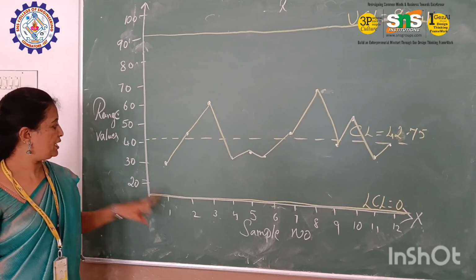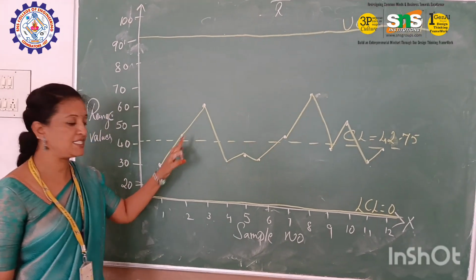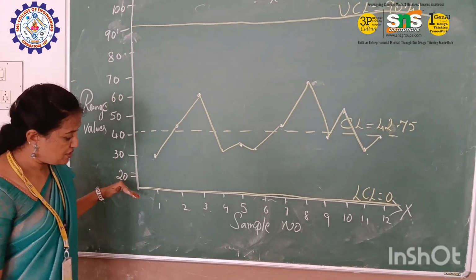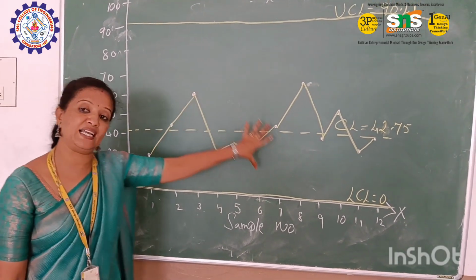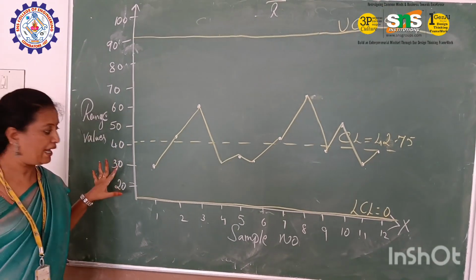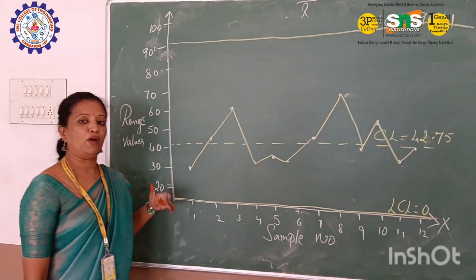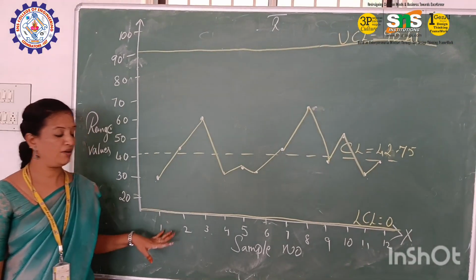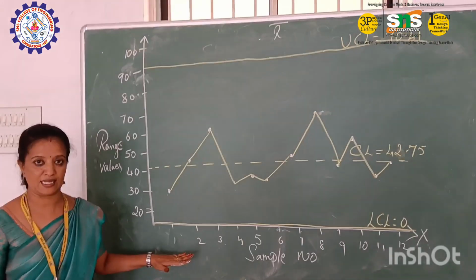Now plotting sample number versus range, I have plotted all the points and connected them. When you see this graph, you can see that all the points lie inside the control limits. So we declare that all the range values are in control. So the X bar chart is out of control, while the range chart is in control. Using this you can find out the tolerance.